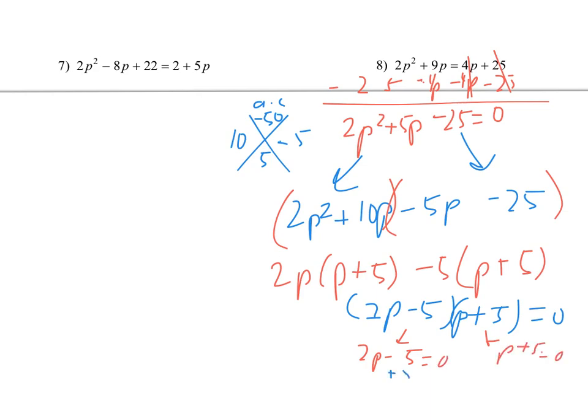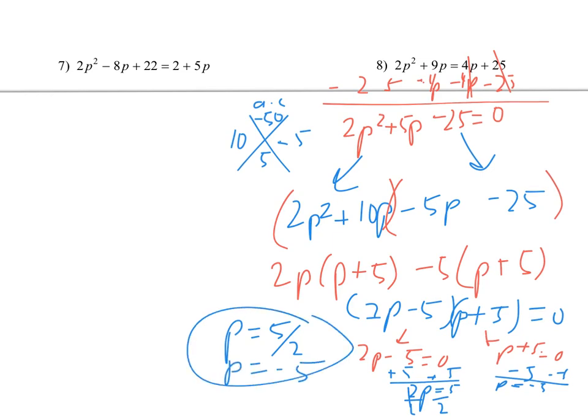So I'm going to add 5. So 2p equals 5, and then divide by 2. P equals 5 over 2. And on this one we subtract 5 as well, so p equals negative 5. So I'll write that over here more neatly. So we get both of our answers.